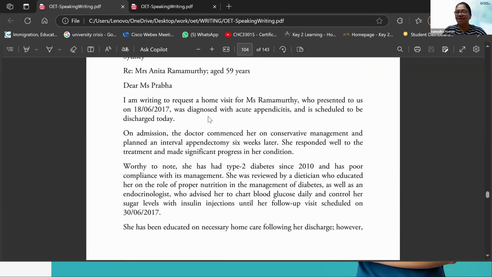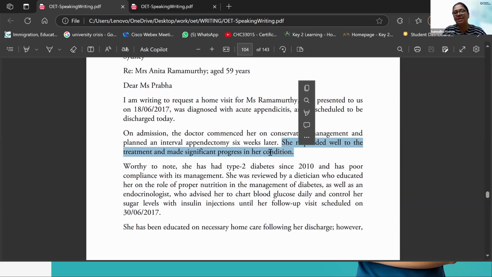You can see it. The first paragraph, of course, is very clear. Thanks to Chris, he said it really well. Now, on admission, the doctor commenced her on conservative management. So this is very concise. They have not explained in detail everything that was done. All right. So this is one sentence that is enough for the person who's reading to understand it. And this patient has a plan. She has a planned interval appendectomy after 6 weeks. Now, the reason it is planned after 6 weeks is because her sugar levels are high and she needs to take insulin injection. Then it is mentioned she responded well to the treatment and made significant progress in her condition.